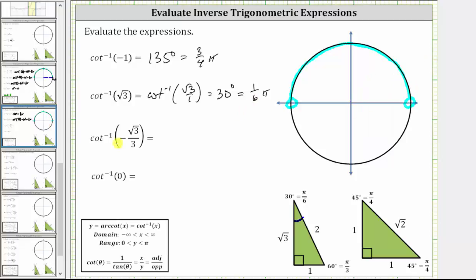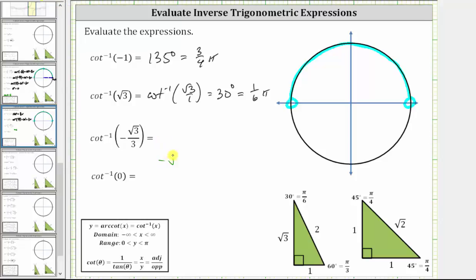Next we have inverse cotangent of negative square root 3 divided by 3. Because of the square root 3, we should be able to recognize we will be using the 30, 60, 90 reference triangle, but to make it easier to recognize the angle we will use to evaluate this, it may be helpful to rationalize the numerator, so let's go ahead and show that.